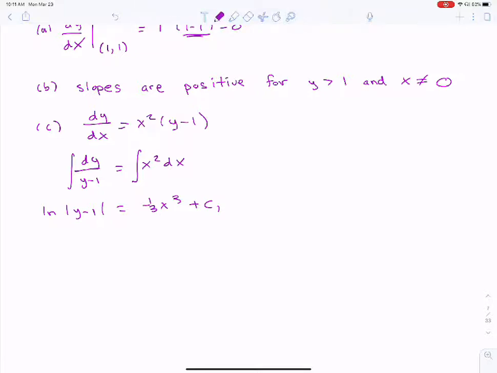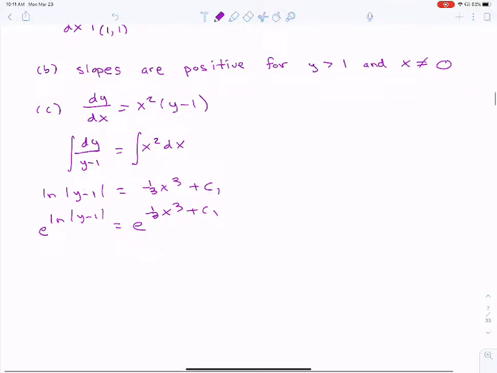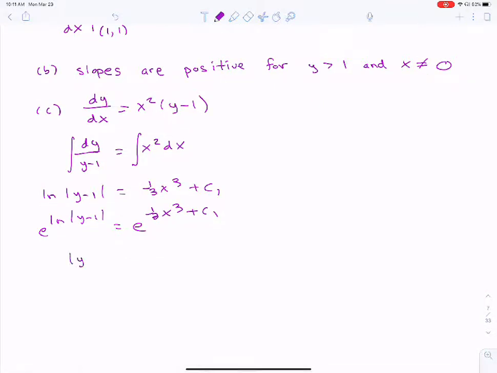Because I think you guys would agree, if the top is correct, then the bottom has to be true also. So this leaves us with the absolute value of y minus 1 equals e to the 1/3 x cubed times e to the c1. And I see a question coming in.